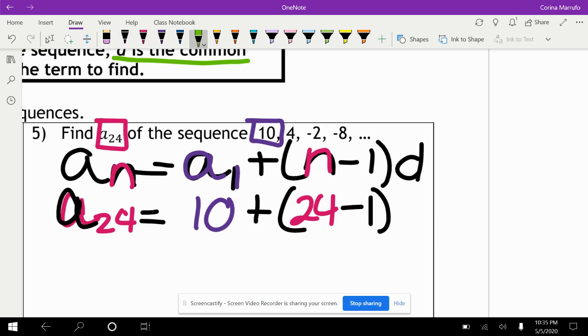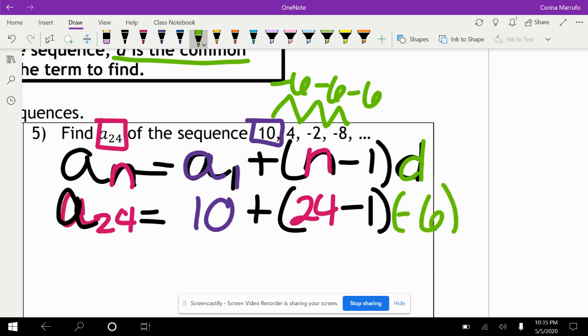So all we have left is to find the common difference. To get from 10 to 4, we would have to subtract 6. From 4 to negative 2, we subtract 6. From negative 2 to negative 8, it's minus 6. So that means the common difference is negative 6.